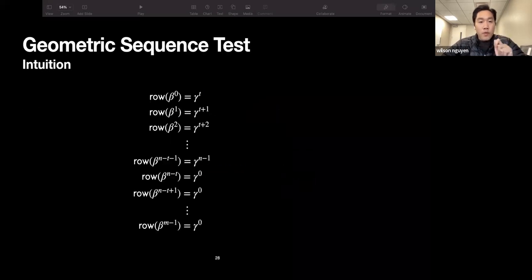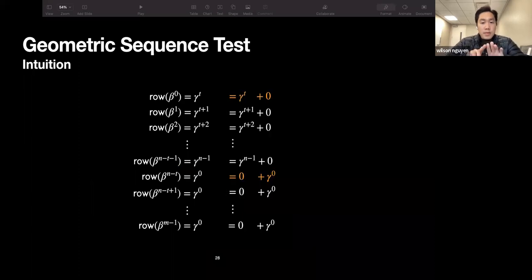Now we'll go over how we can check the geometric sequence, which we call the geometric sequence test. Let's look at the evaluations of row over K. Let's do some splitting here. The first half of elements is gamma to T plus 1, gamma to T plus 2, all the way to gamma to n minus 1. And then the rest of the elements are 0. And if we take a look on the right side, all the elements are 0. And then the bottom half, it's just gamma to 0, gamma to 0, gamma to 0.